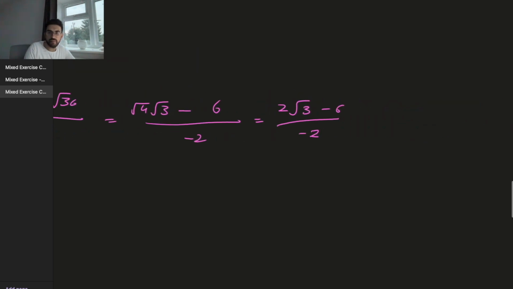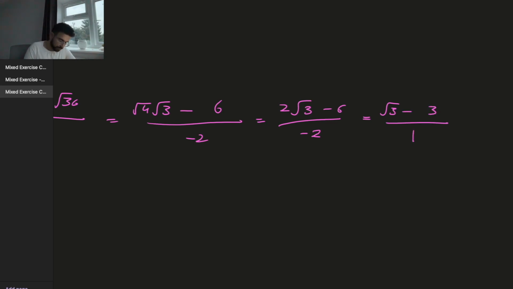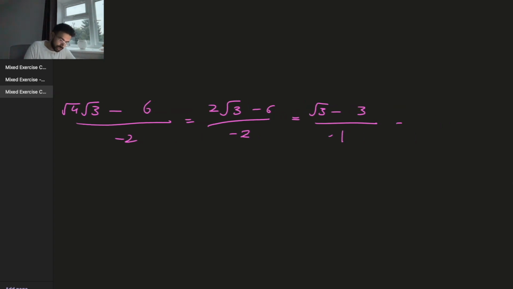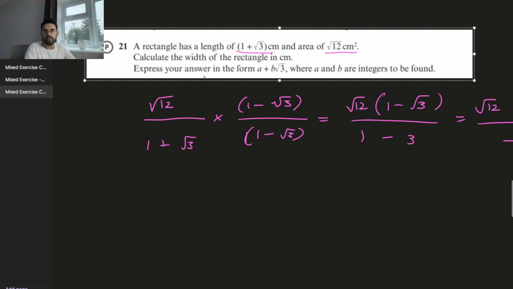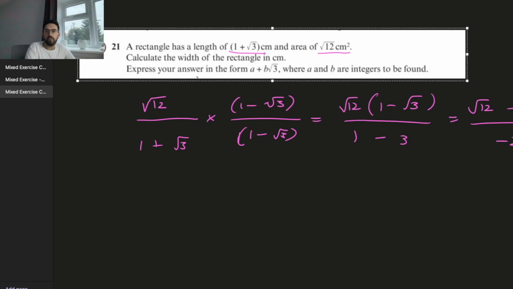And because this is top heavy, we can simplify this down to root 3 minus 3 over 1, over minus 1. And because I'm dividing through by minus 1, I can get rid of the denominator and write it as minus root 3 plus 3. And there is my answer. Perfect. Hopefully you guys followed along with that question. Okay, so please pause and go back if you want to go over it again.